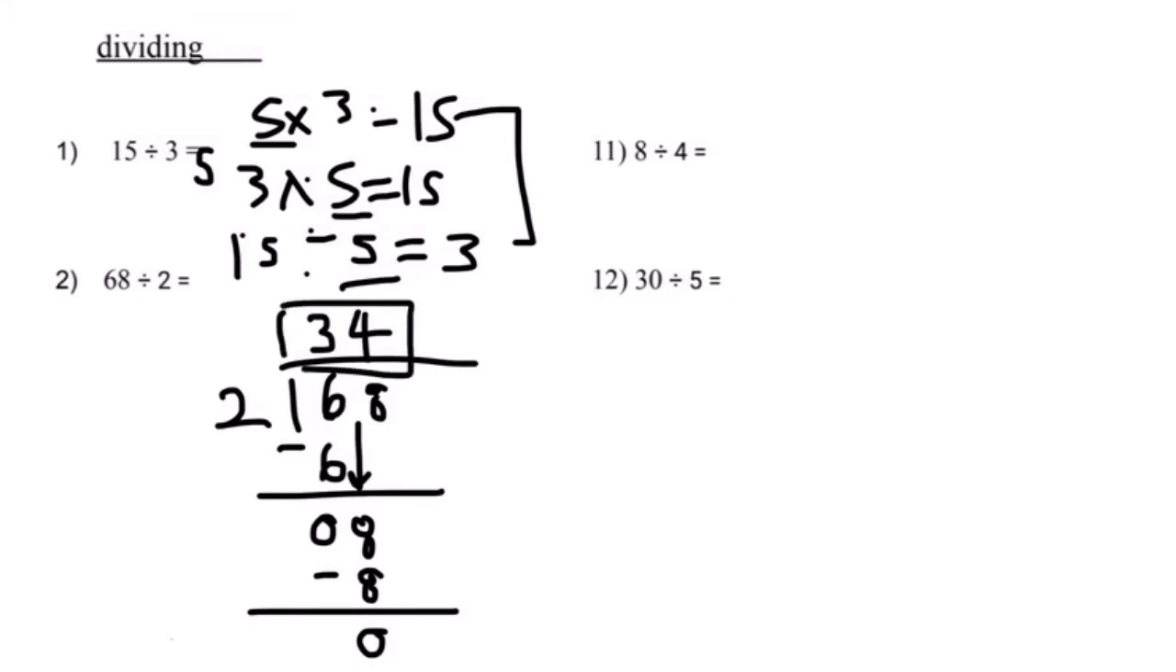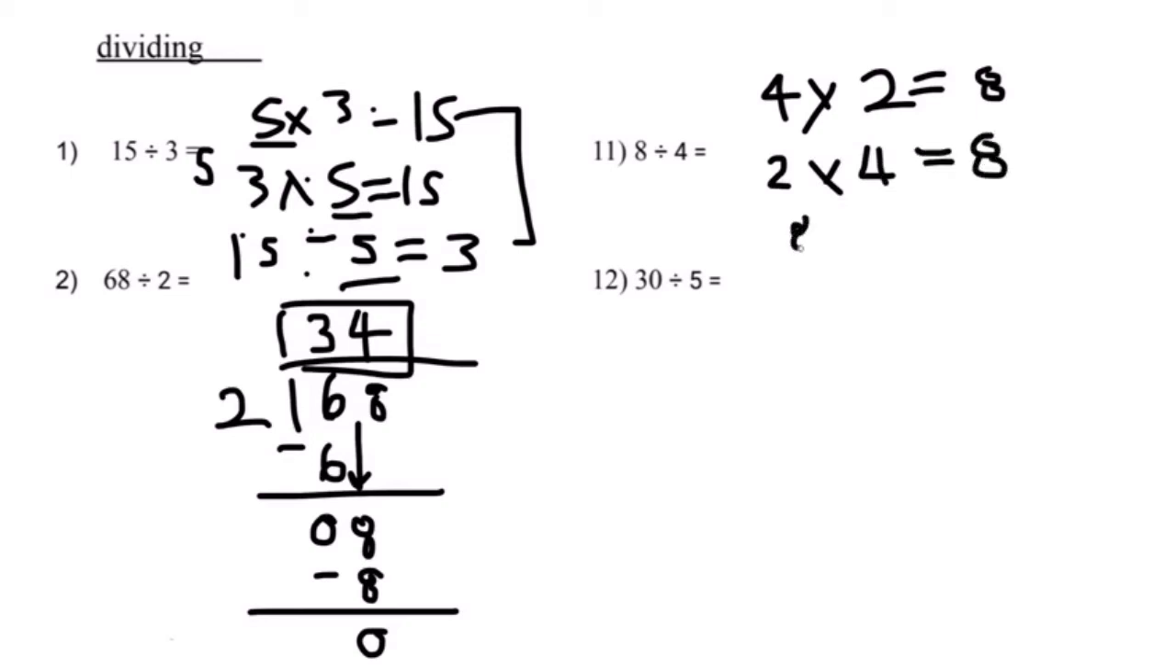Number 11, 8 divided by 4. Well, we know that 4 times 2 equals 8. And we know that 2 times 4 also equals 8. And 8 divided by 2 equals 4. Based off the multiplication table and a factor family, we know that all of these equations are related to each other. Therefore, 8 divided by 4 should equal 2 because 4 times 2 equals 8, 2 times 4 equals 8, 8 divided by 2 equals 4.